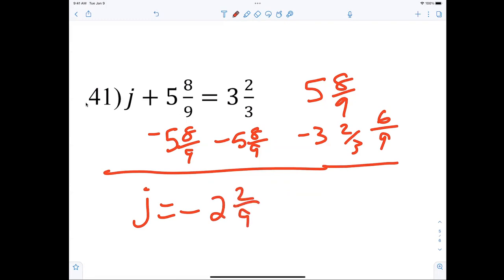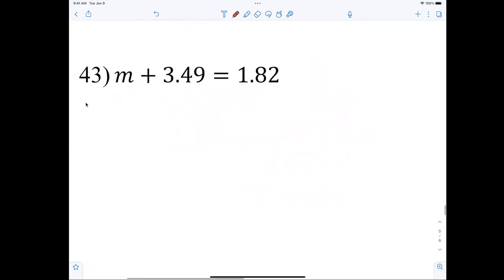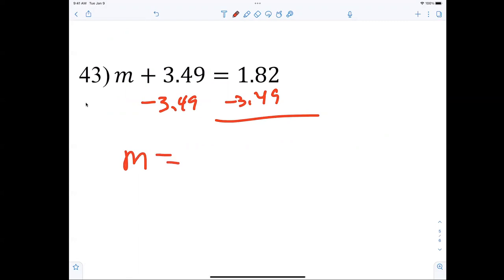Speed up, people. Speed up. Go. 43 over there. Go back to the top. So you subtract 3.49. Uh-oh. Is my answer going to be positive or negative? Put the larger number on top, right? I got negative 2.33.